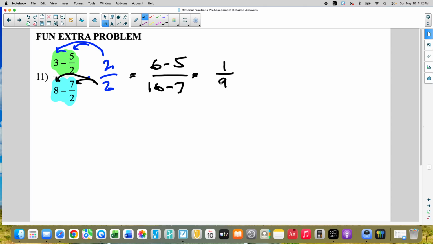Is it really 1/9? I don't remember getting that as an answer. Let's check it. Make sure that's correct. That's 16. That's negative 7. Yeah, 1/9. And that's it.